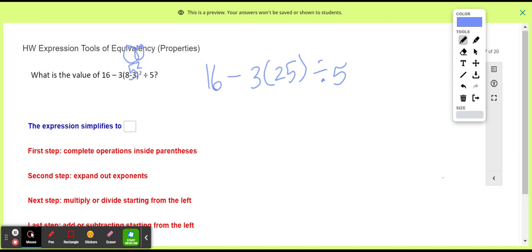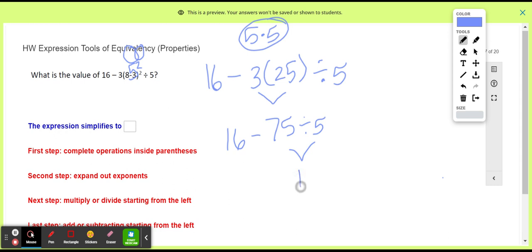We're done with the parentheses and the exponent. Now we're going to do multiplication and division from left to right. So we've got 5 times 5 is 25, and 3 times 25 is going to be 75. All right, last step here. 75 divided by 5 is going to give us 15. And so the last step in order of operations is to add or subtract.